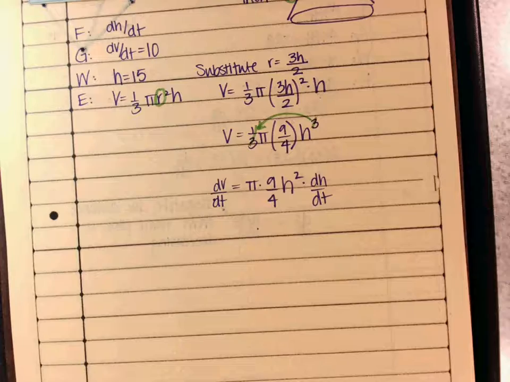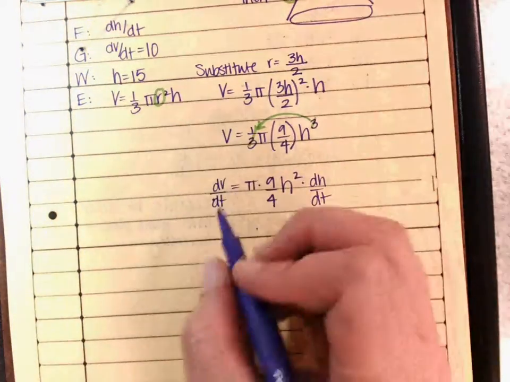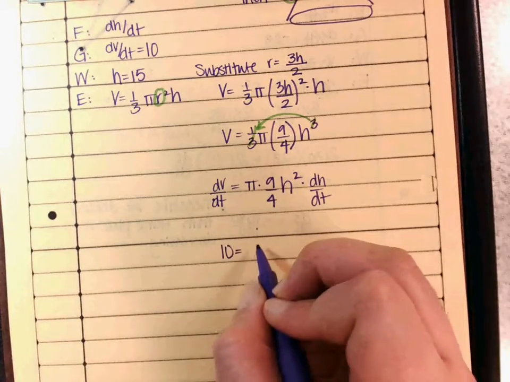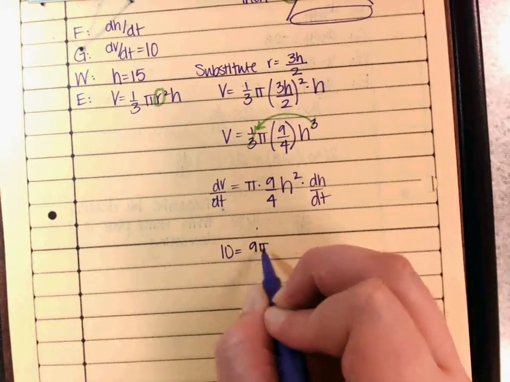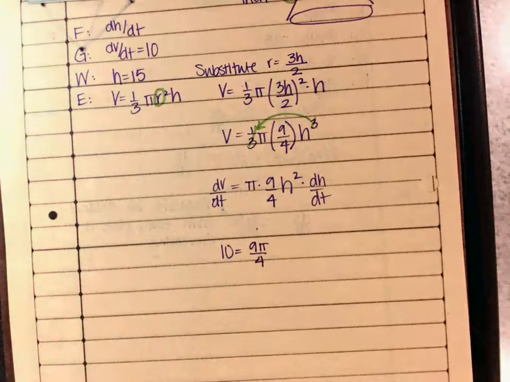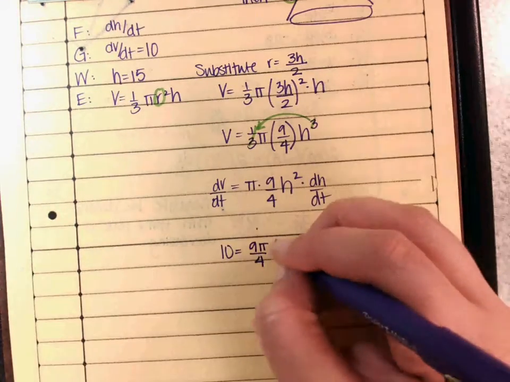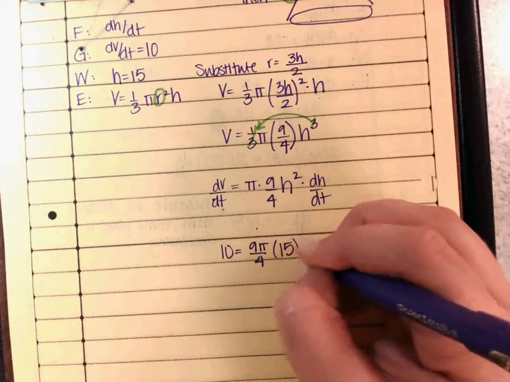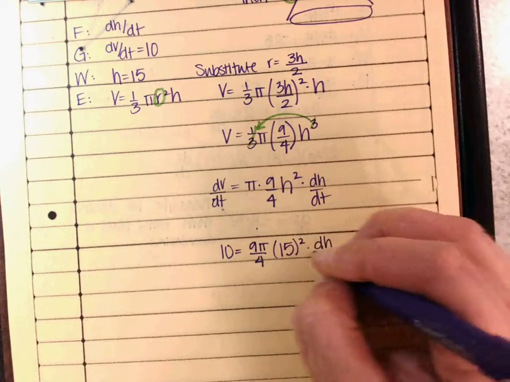Now we can plug stuff in. So my dV/dt is what? 10. Then I'm going to make this 9 pi over 4 just to put that together. And then what is my h? 15 squared dh/dt.